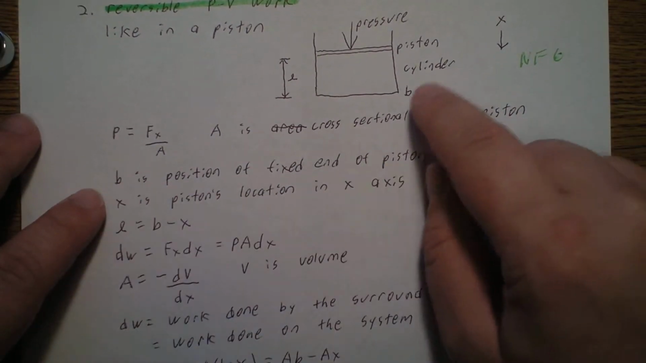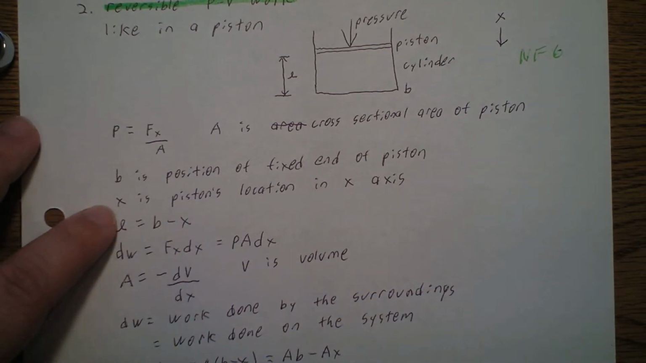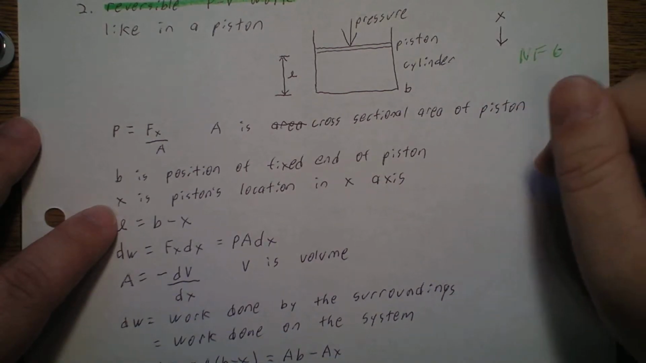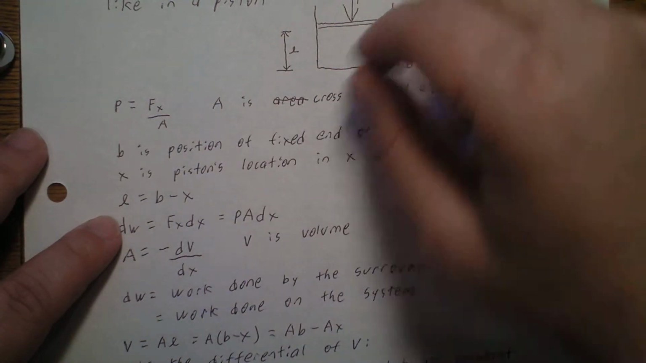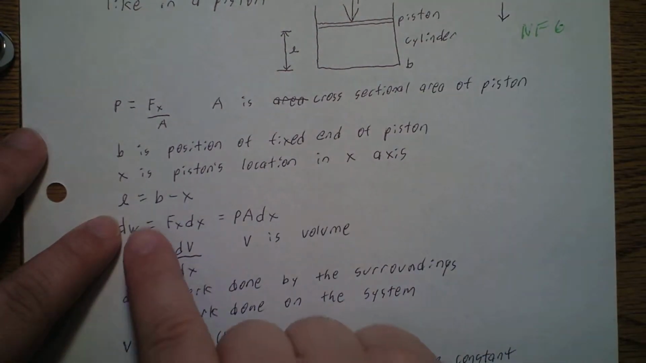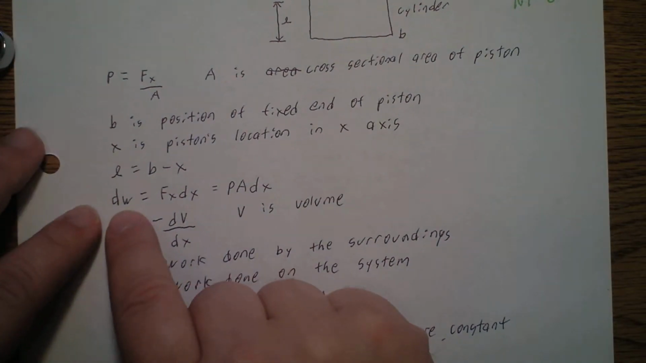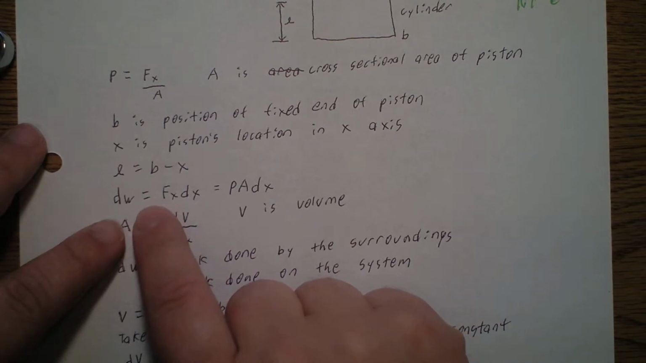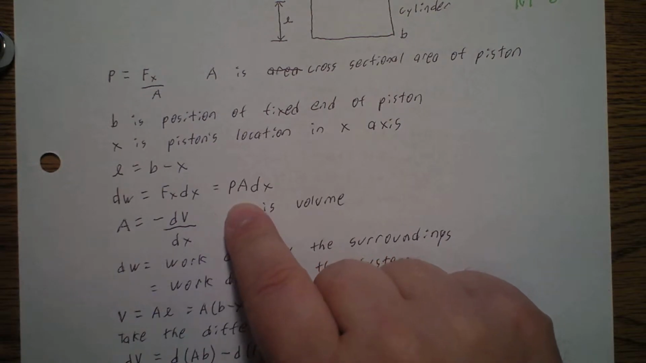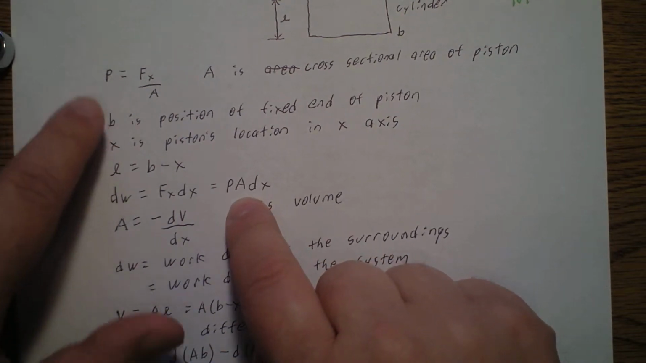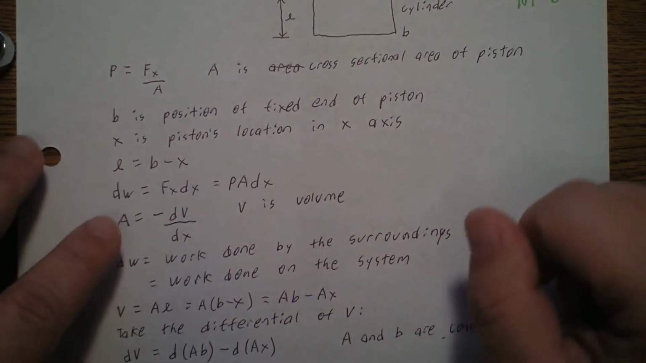So again, lowercase b is the fixed end of the position. At any time, x is the current location of the piston on the x-axis. So the length, or the height of the piston, is just b minus x. Remember, the differential of work is going to be the x component of the force times the differential in x. It's going to be pressure times area. Remember, we solved for F of x equal to pressure times area times the differential of x.